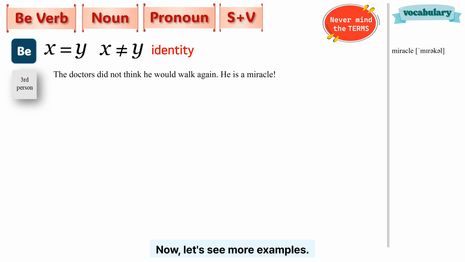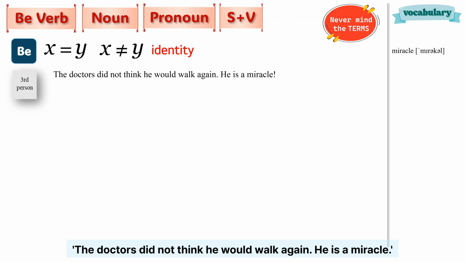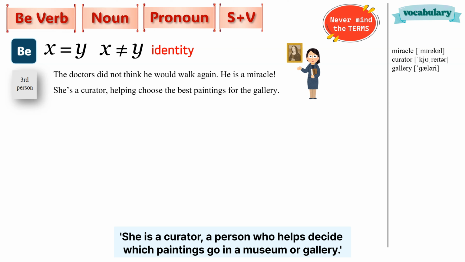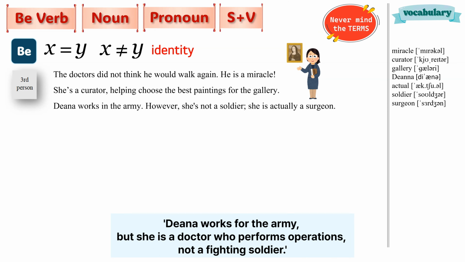Now let's see more examples. The doctors did not think he would walk again. He is a miracle. This means the doctors believed he could not walk, but he did. This is something very surprising and amazing. She is a curator, a person who helps decide which paintings go in a museum or gallery. Diana works for the army, but she is a doctor who performs operations, not a fighting soldier.